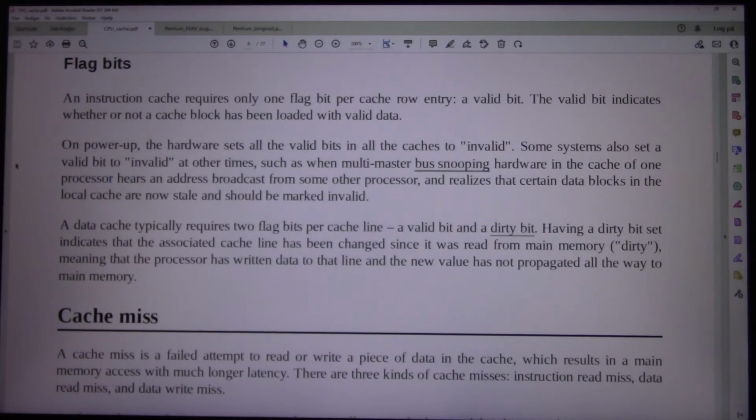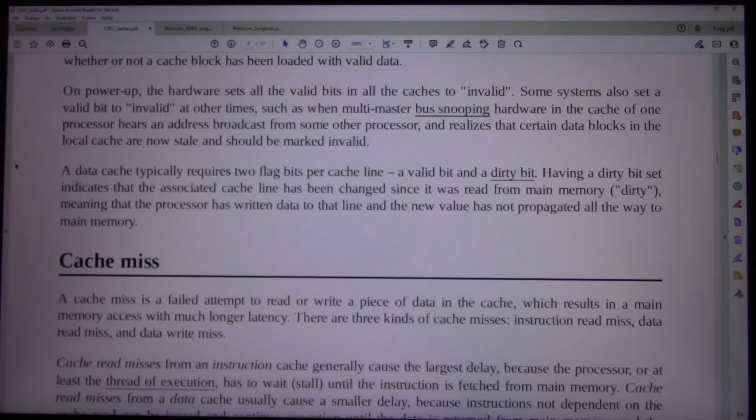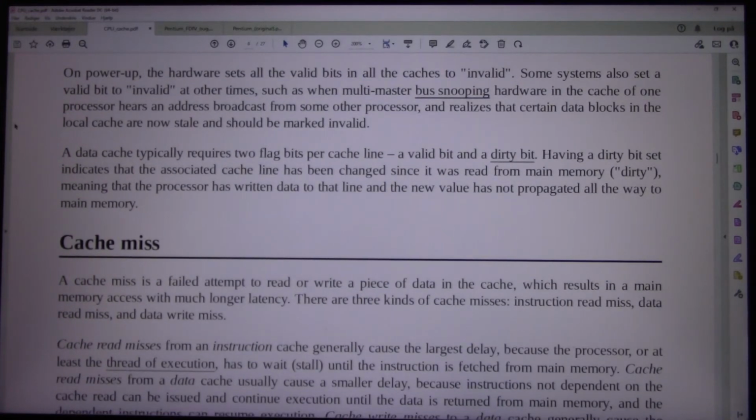Some systems also set a valid bit to invalid at other times, such as when multi-master bus snooping hardware in the cache of one processor hears an address broadcast from some other processor, and realizes that certain data blocks in the local cache are now stale and should be marked invalid.